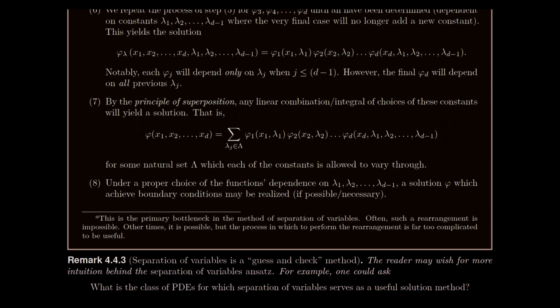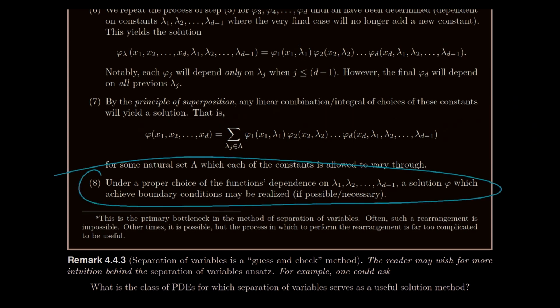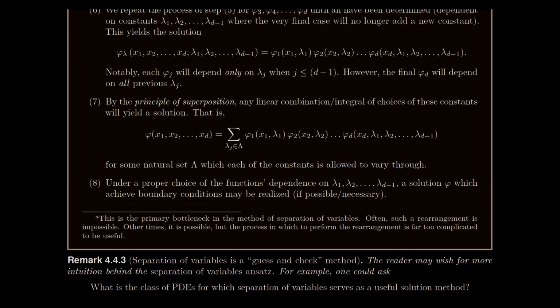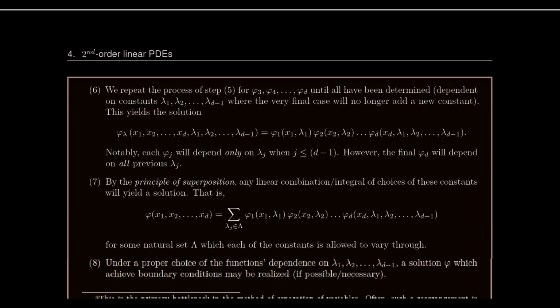So what you have to do in the very last step, if you decide that you need to satisfy initial or boundary conditions, is actually find the specific collection of lambdas that's going to satisfy them for you. So this seems really arbitrary for now. You maybe don't really understand what it's trying to say.